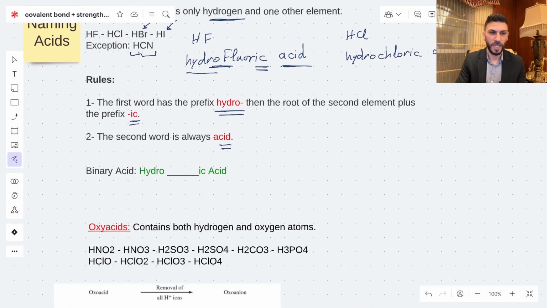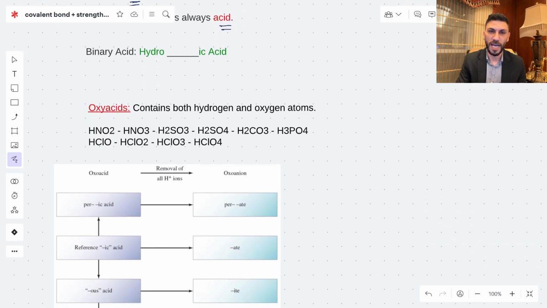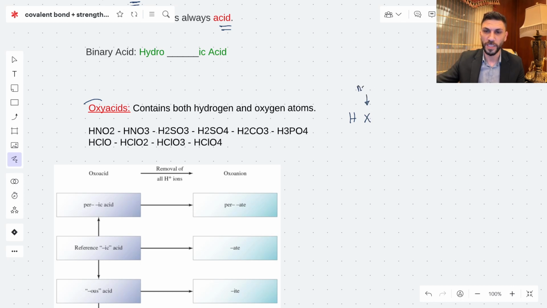All right. The second type of the acids are called the oxyacids. Oxyacid, from its name, means it has oxygen in it as well as the hydrogen. So the general formula for the oxyacid is going to be H, and then the central atom, which is usually a non-metal, and then oxygen. And the only difference between those acids is the non-metal or the central atom, also the number of hydrogen atoms and the number of oxygen atoms.